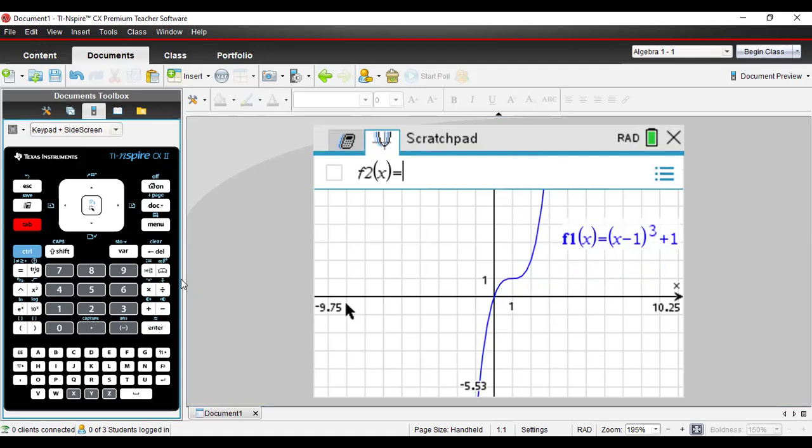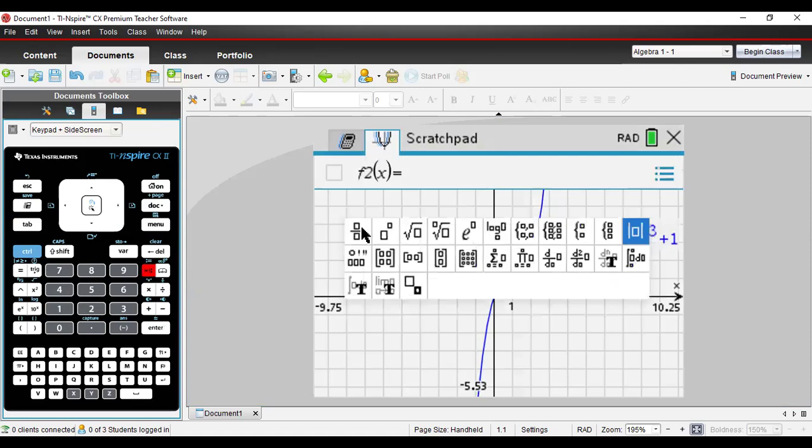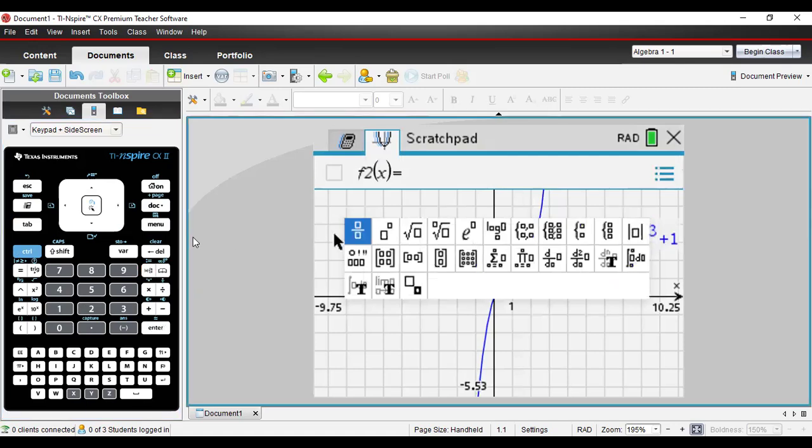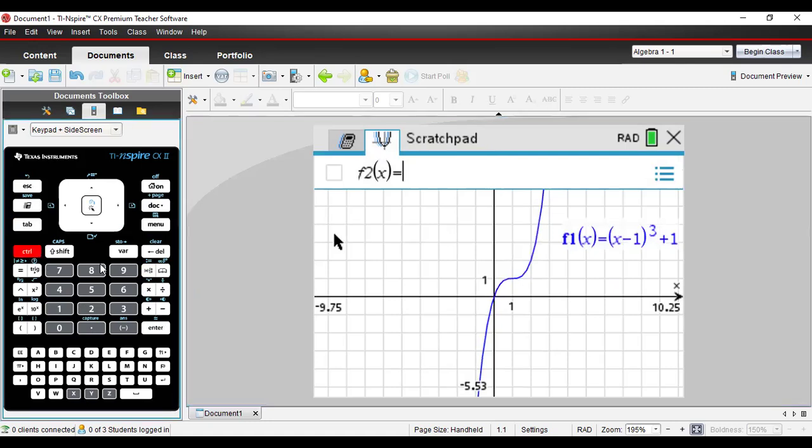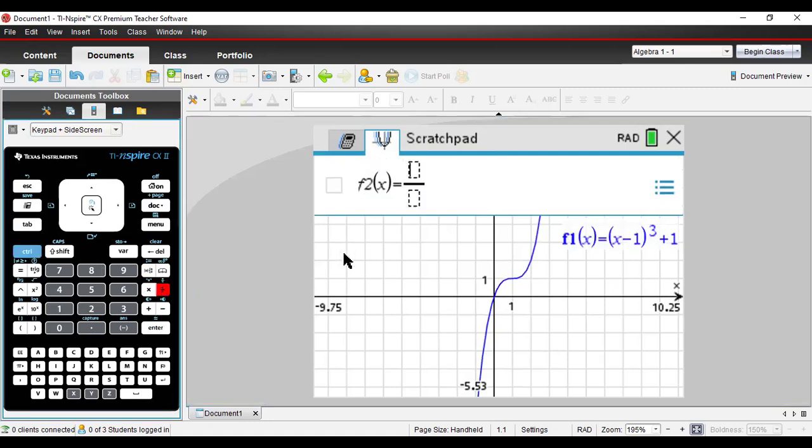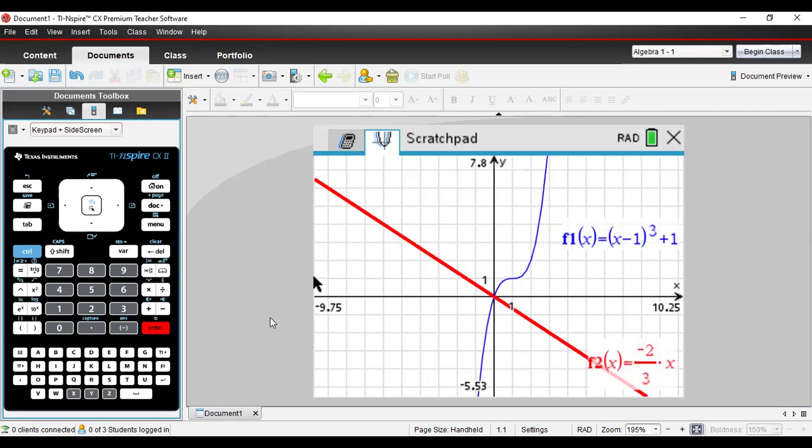Now I need it to be a stack fraction. You could either go here and use this key, or I usually do control and then divide, and that'll give you the same thing. So this will be negative 2/3 x, and then you press enter.